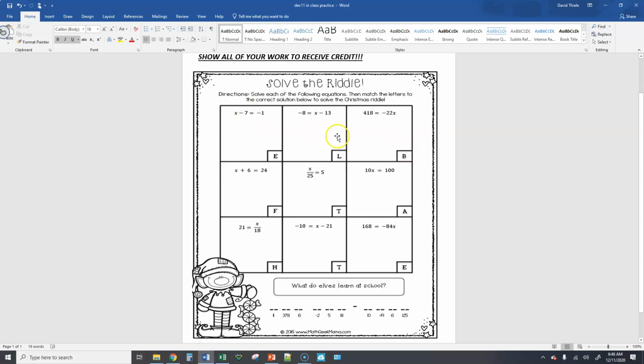Go through each one, solve for your variable, make sure to show all of your work, and when you get your answer, then you plug in the letter down here to answer the riddle. What do elves learn at school?